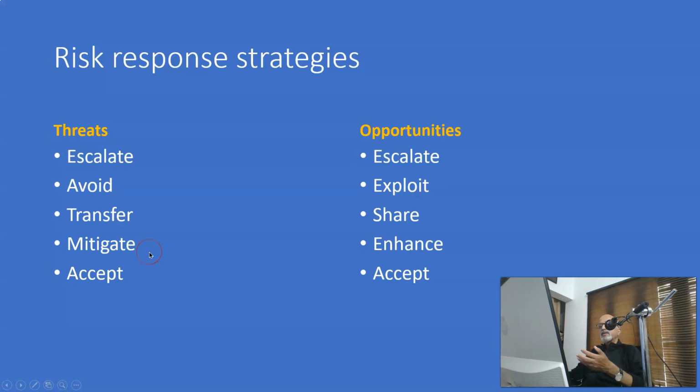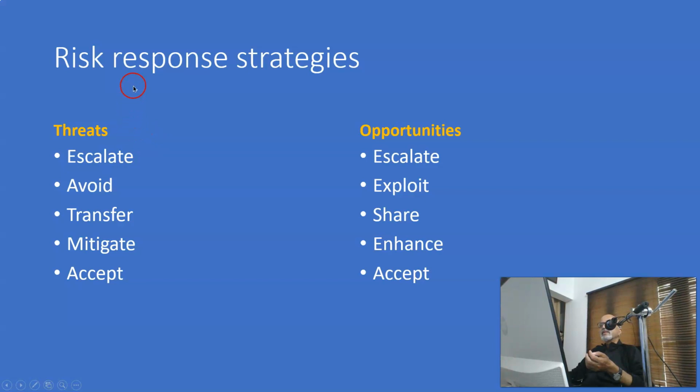Then mitigate. You get into it and then go with reduction of probability, actions to reducing probability and reducing impacts. That is mitigation. Or accept it. It is a risky project. We are accepting it. But the rewards are very high, so we are going with it. That is acceptance.